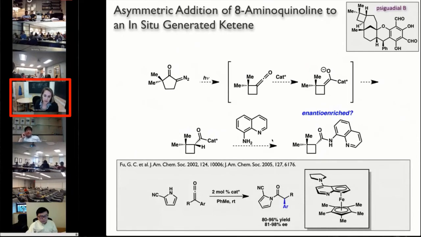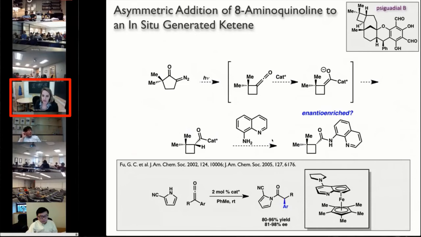So if you go to the next slide, one of the primary inspirations for our own work was that of our colleague Greg Fu, where he was using these planar chiral DMAP derivatives, and that allowed him to take stable isobutyl ketenes and react them with pyrroles to gain access to these types of amides here. And so the question was, can we photolytically generate a ketene in the presence of a chiral catalyst and our 8-aminoquinoline as a nucleophile and access the enantiomer-enriched amide?